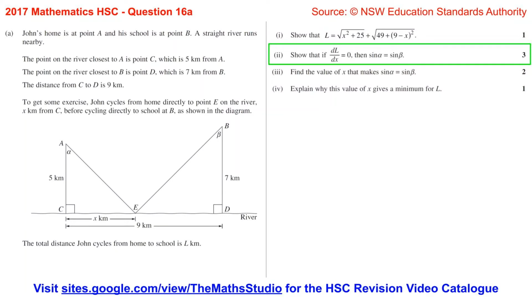Part 2. Show that if the first derivative of L with respect to x equals 0, then sine alpha equals sine beta.